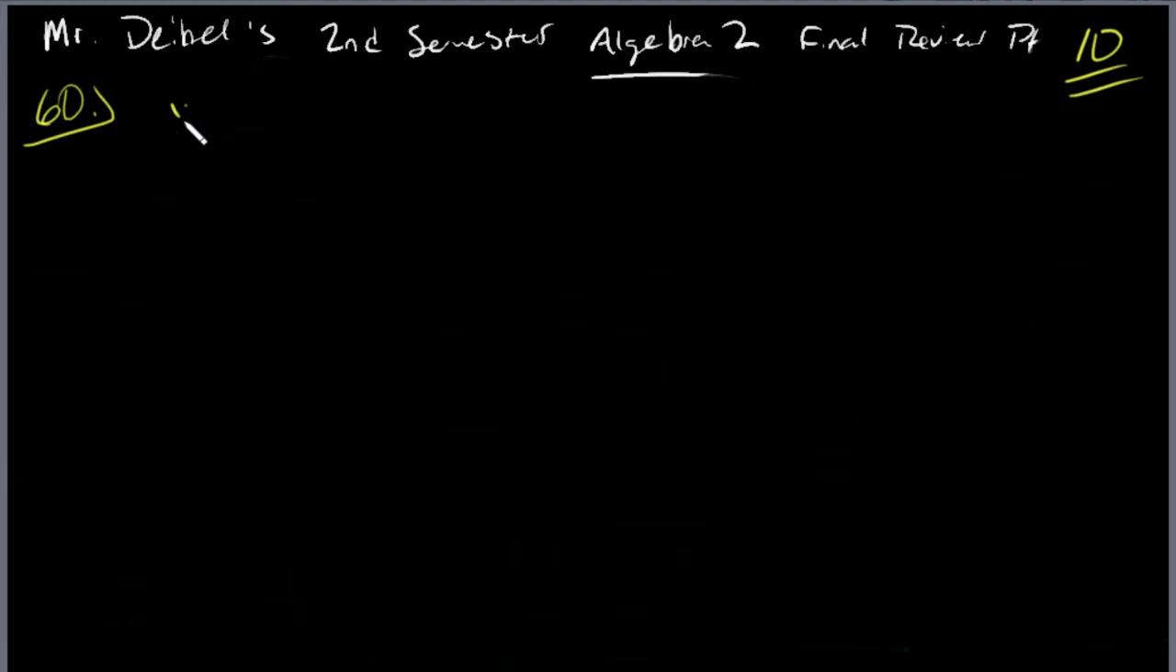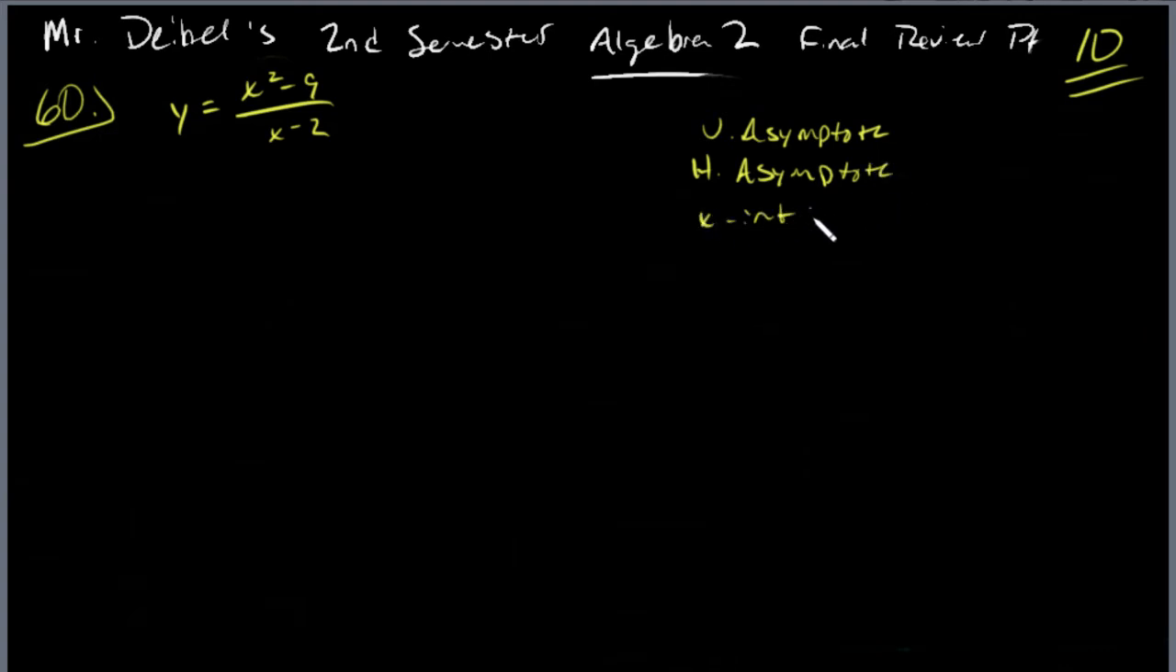So our first rational function looks like this. Now, we need to find all of the following. We need to find the vertical asymptote. We need to find the horizontal asymptote. We need to find the x-intercept and the y-intercept.